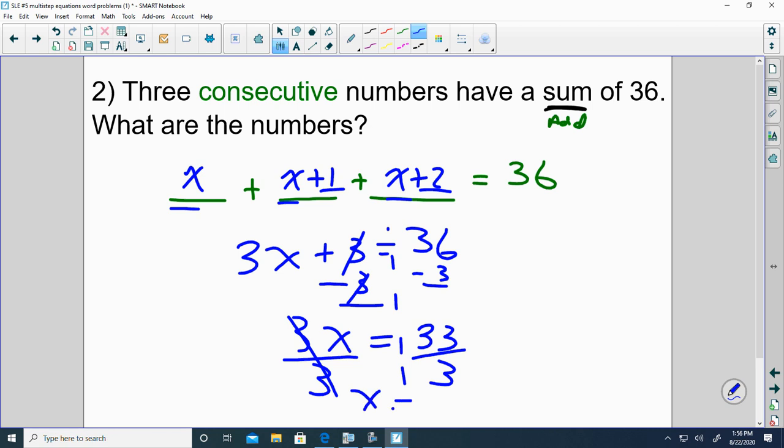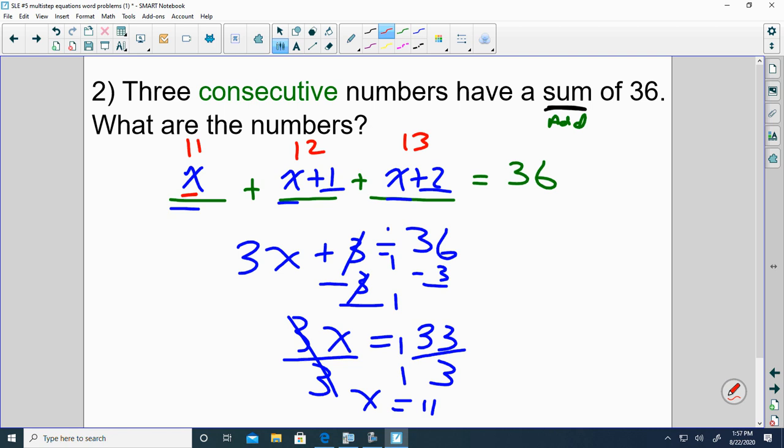So x is equal to 11. If the first number is 11, what's the next number? Hey, it's got to be 12. We just add 1 to it. If x is 11, what would x plus 2 be? What's 11 plus 2? Well, 13. If I add 11, 12, and 13 together, I get 36.